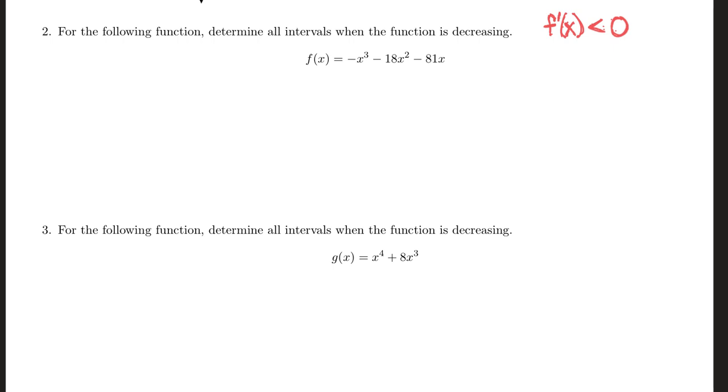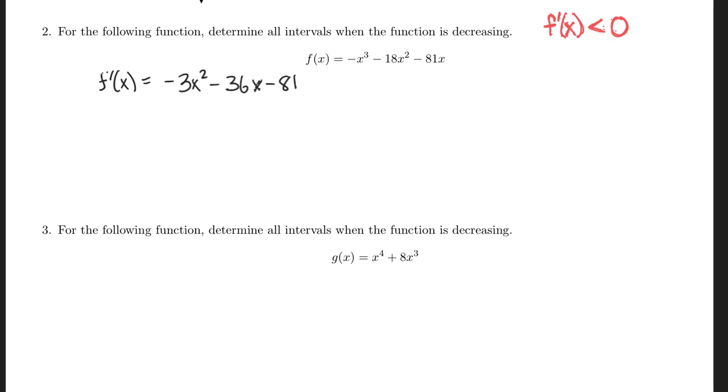So really, we're just looking at these functions, figuring out when they are positive or negative. In this case, negative, because we want decreasing. But we care about the first derivative. So the first thing we have to do is actually find that derivative function. And so we just do our power rule. It's going to be -3x squared minus 36x minus 81. Right? So this is our derivative.